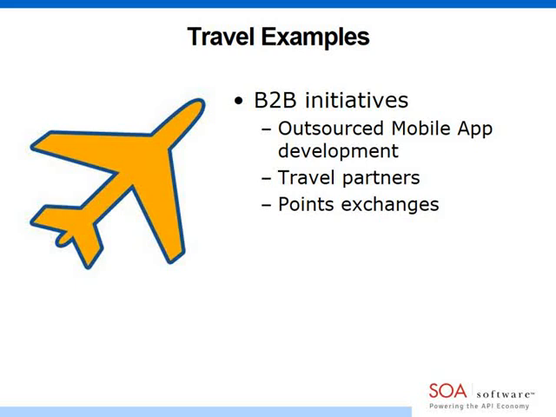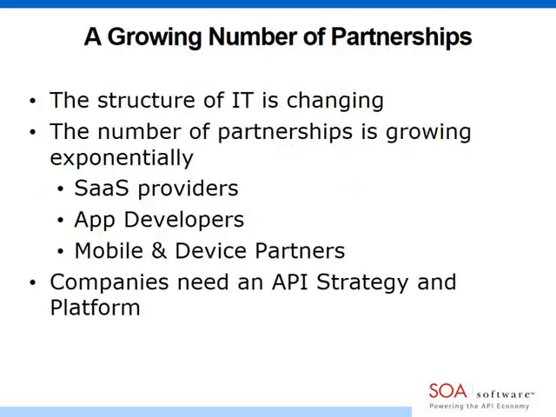We're also seeing a lot of travel organizations create things like exchanges within the hospitality industry, or exchanges whereby they can exchange points with other organizations that have points and rewards programs. So there's a lot of interesting examples and a lot of interesting ways that people can build apps, mobile apps, etc., that leverage APIs that travel companies are providing. So what this all means to an organization is that there is a growing number of partnerships. I mentioned before that the structure of IT is kind of changing, and the number of partnerships is growing exponentially. There are these SaaS providers, there's a growing community of these very high velocity app developers, and then there are all of the mobile and device partners that may or may not be building apps for you.